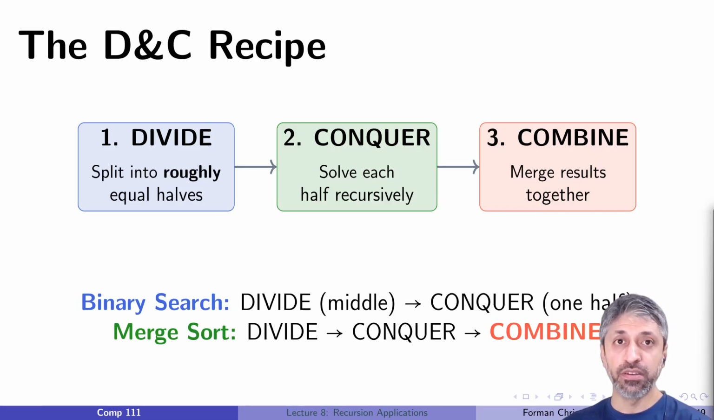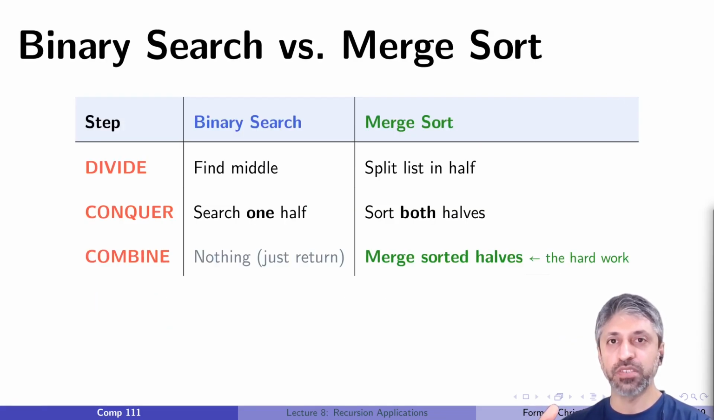We have already known binary search, which has a clever divide step. Merge sort's cleverness is going to be in the combine step. So let's put them side by side.